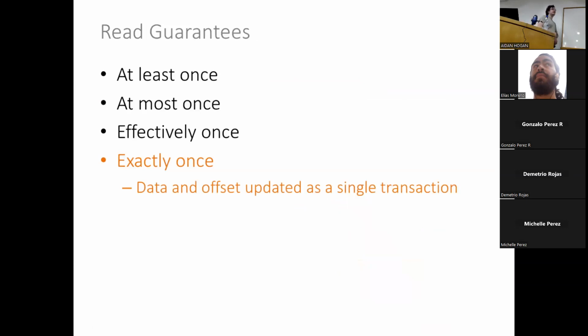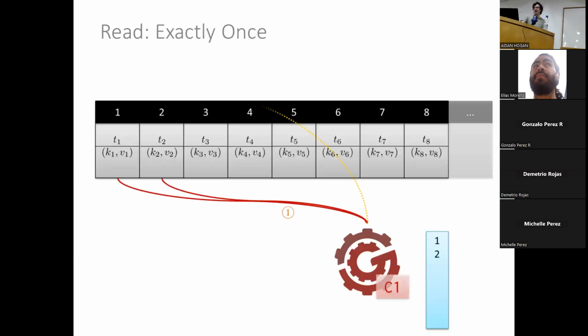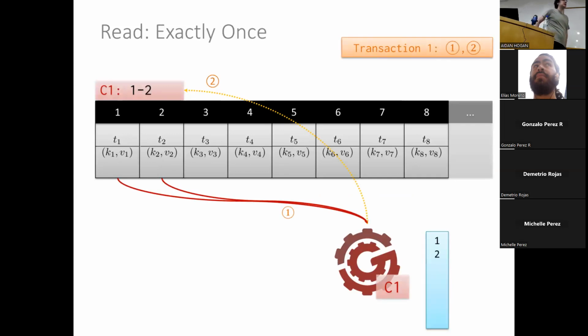The exactly once scheme was added to later versions of Kafka, but the idea of exactly once is that Kafka gives you the guarantee that each message will be read once and only once by the consumers. So essentially the idea is that the data and offset are updated as a single transaction. Not to get into too much detail, but there is now a transaction ID associated with these operations, and we can cancel or undo transactions based on the transaction ID that we have.